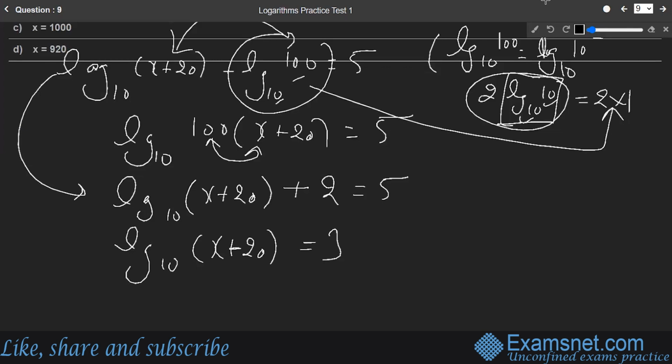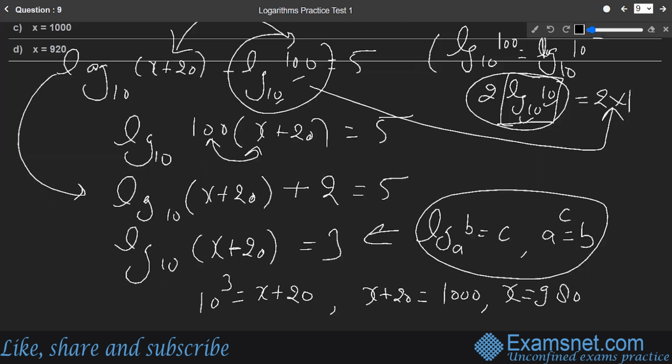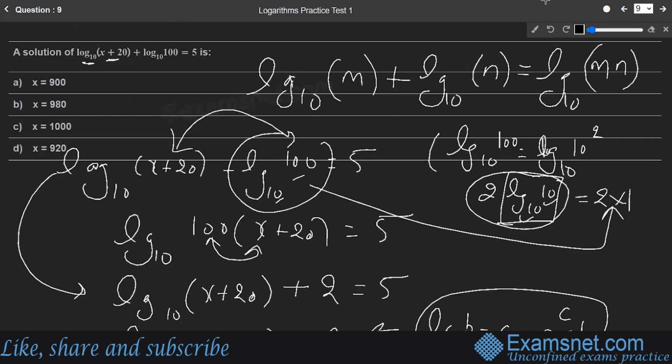Now if you solve this further, there is one more property which says log base a of b equal to c is connected in mathematical form as a to the power c equal to b. Using this here, we get 10 to the power 3 is equal to x plus 20. Clearly x plus 20 comes out to be 1000, which gives us x as 980. So that is going to be the right answer. The solution of x is nothing but 980. Let us see which option has it. It is contained in option B, so that's the right answer.